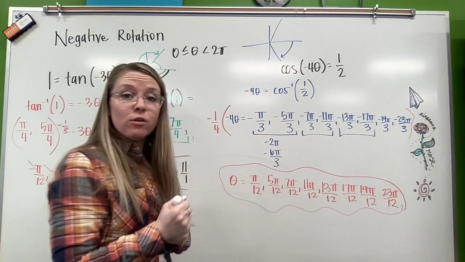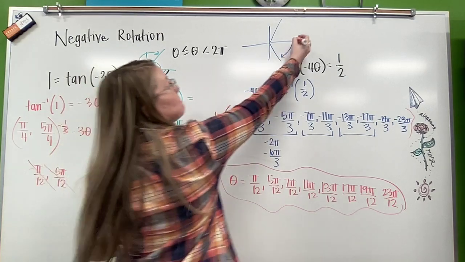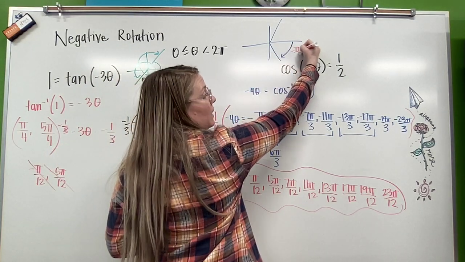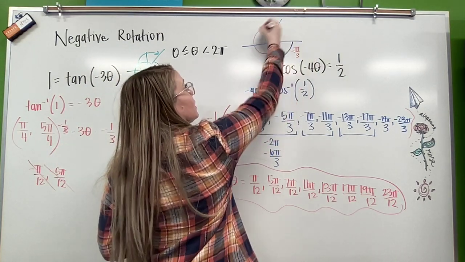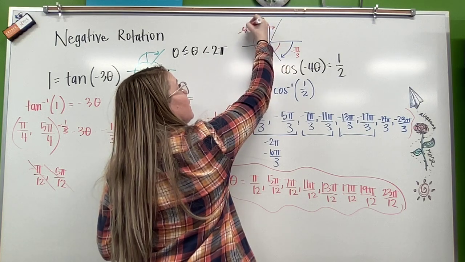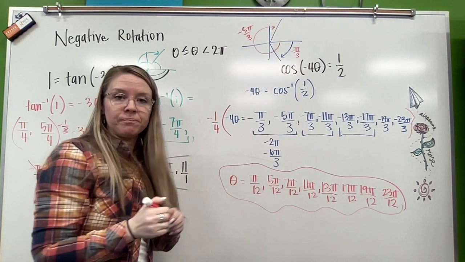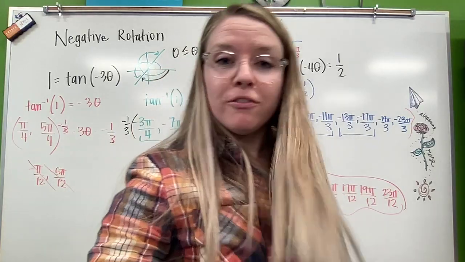So with that negative rotation, we have to rotate backwards. So here's my negative pi over 3, and then I'm rotating up here, which is my negative 5 pi over 3. Yeah? Okay, go forth and solve. Good luck.